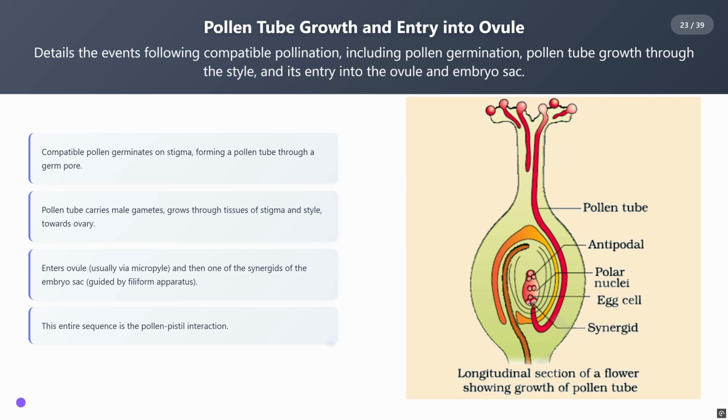Remember the filiform apparatus in the synergids, those finger-like projections? They play a key role here, chemically guiding the tip of the pollen tube into the correct synergid cell. So the synergids help guide it in.